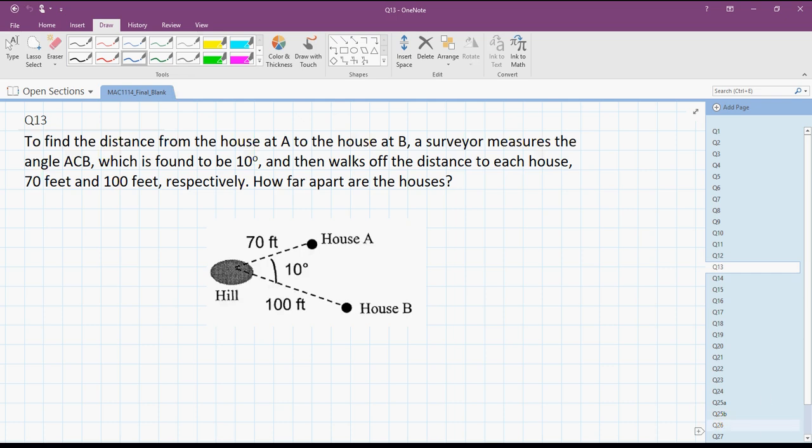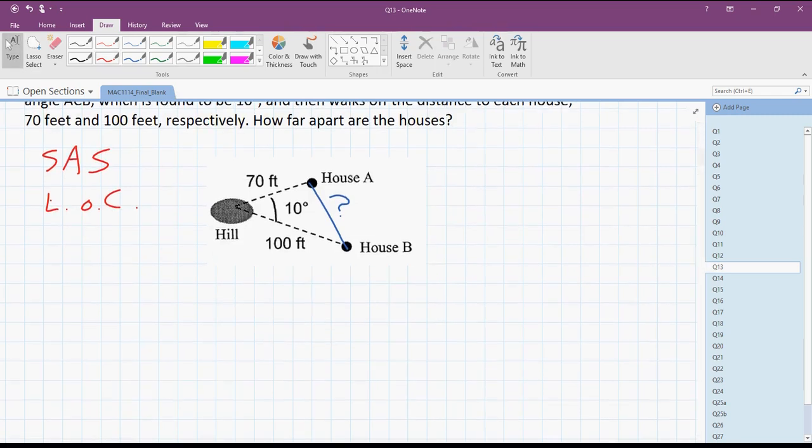All right. So they want to know what is the distance from house A to house B. That's what they want. So again, you're looking at side, angle, side here. Sorry, I said angle, side, angle. That is incorrect. Side, angle, side. Law of cosines. No different than what we've done before. What is our equation going to look like? Question mark squared.